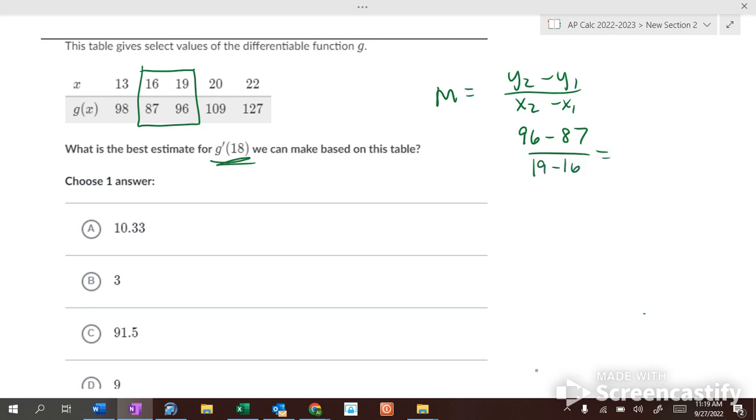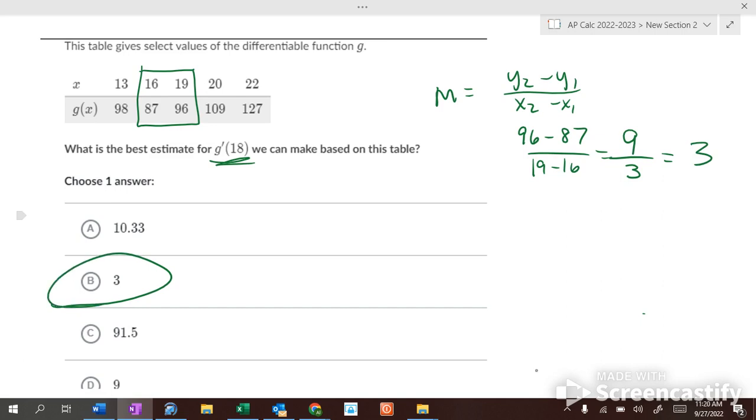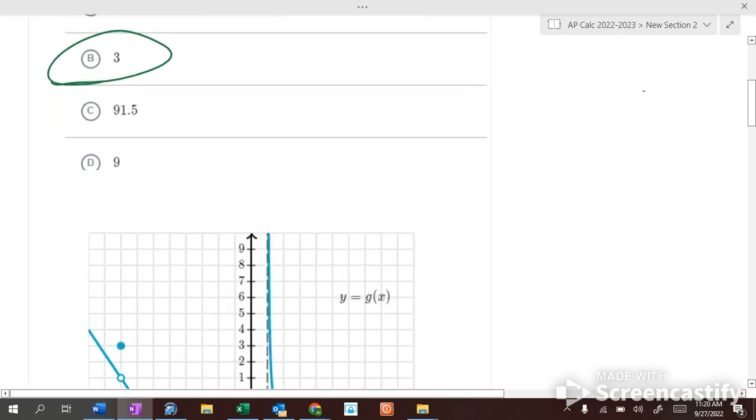What's 96 minus 87? 9. I thought you said 10. Why'd you say 10? Okay, what's 9 over 3? 3. There we go. And so that's how you find the estimates of derivatives.